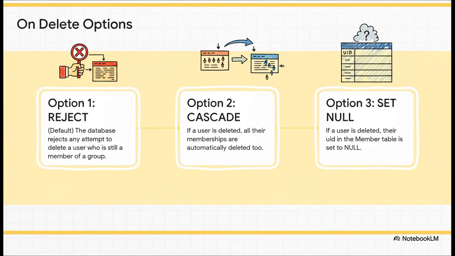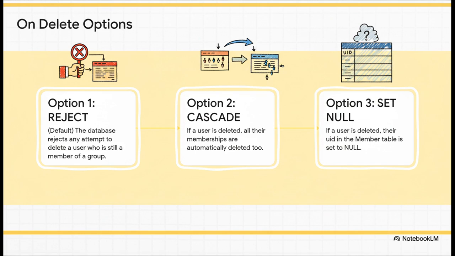SQL gives you a few choices. The default option is to just reject it. The database basically says, nope, can't do that. A much stricter option is cascade, where if you delete the user, all their group memberships get deleted automatically too. And a third option, set null, brings us right back around. This one deletes the user, but keeps the membership record, just replacing the user's ID with null, leaving an open spot in the group.